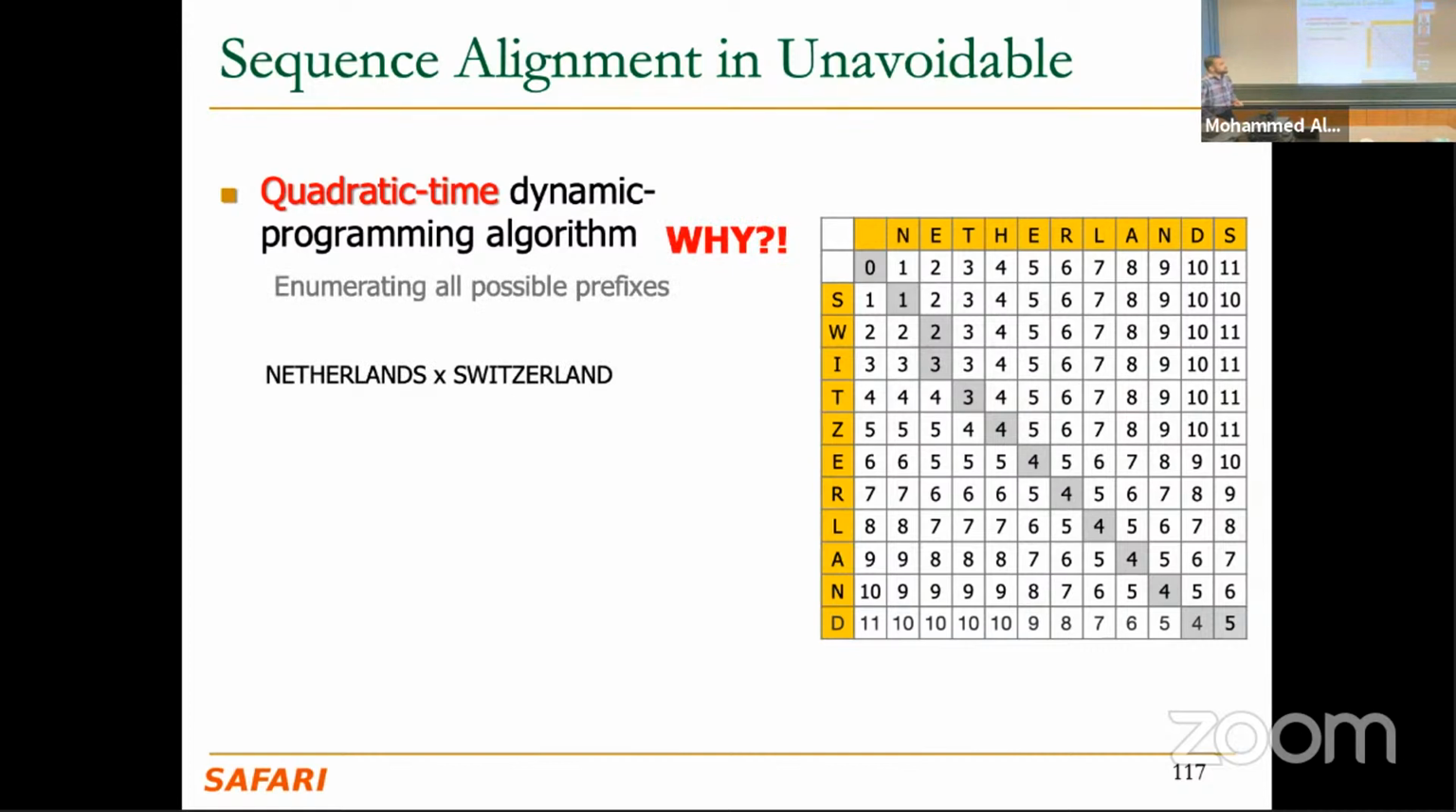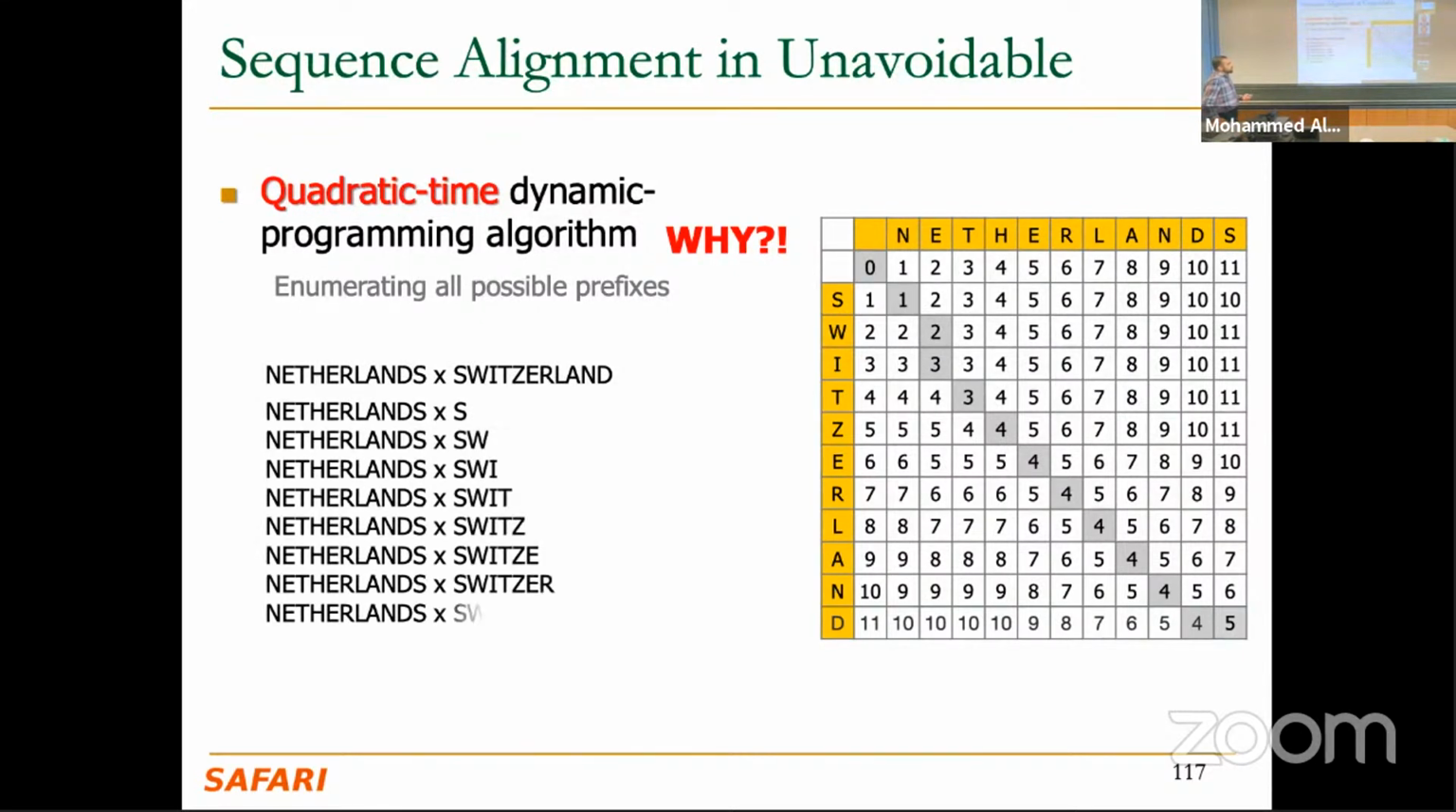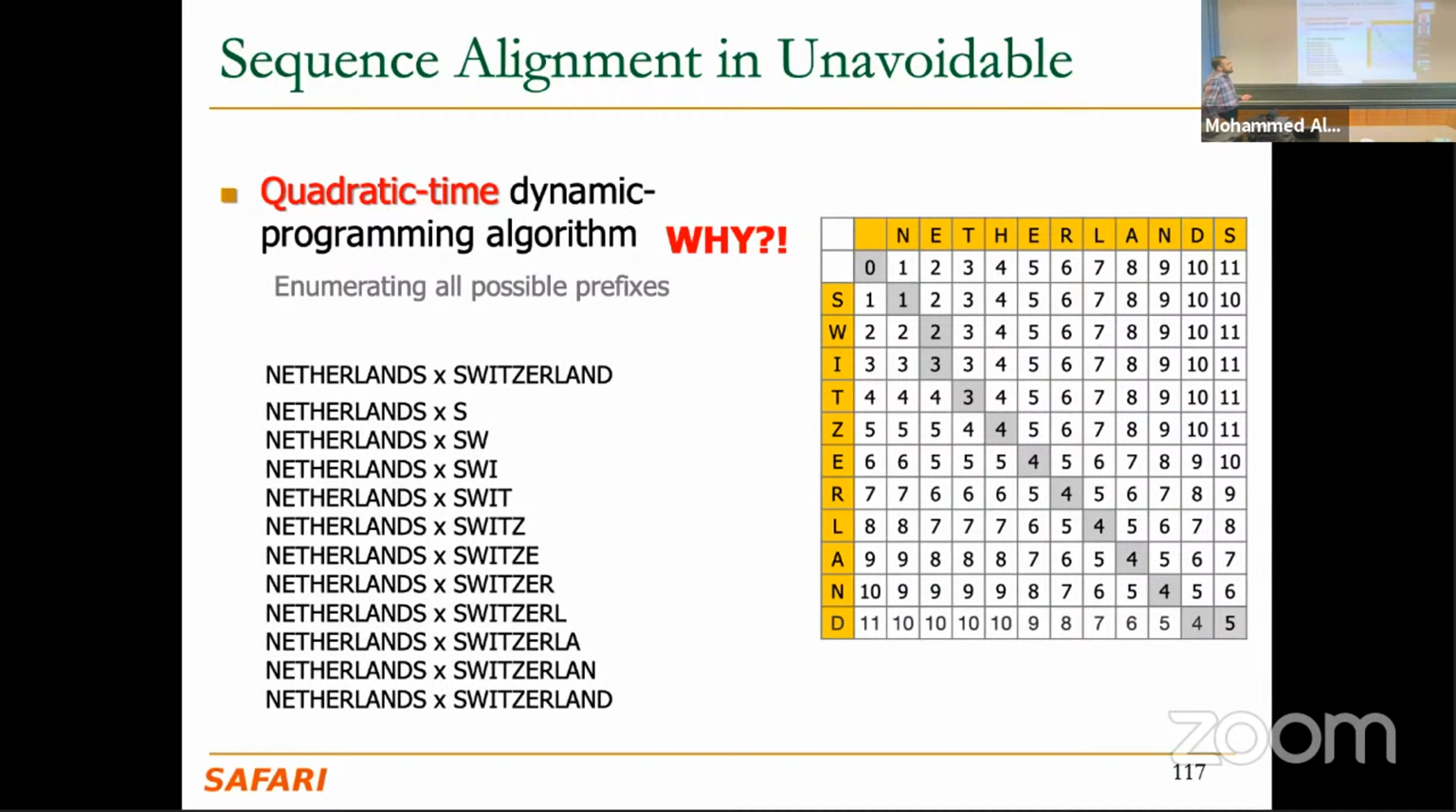We want to compare Switzerland and Netherlands as words, to see how many differences there are. In theory, we can compare Netherlands to the S, Netherlands to the S and W, Netherlands to the S, W and I, all the way until we compare with the full word. Now you can see a lot of repeated computation there.